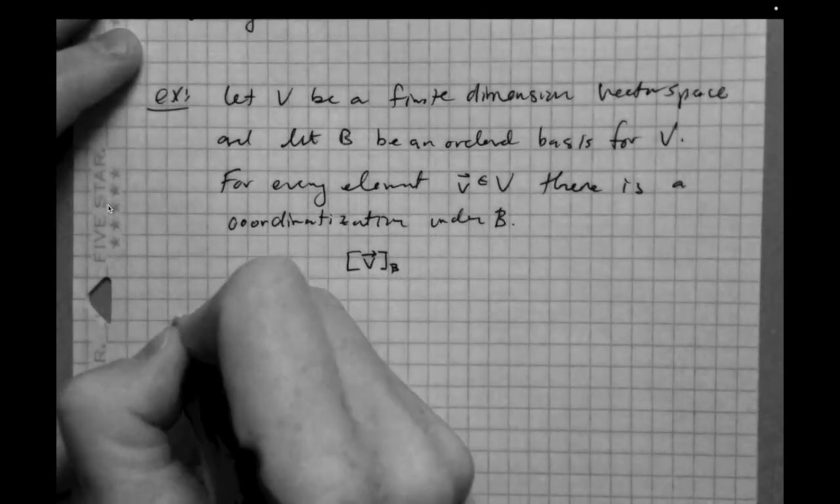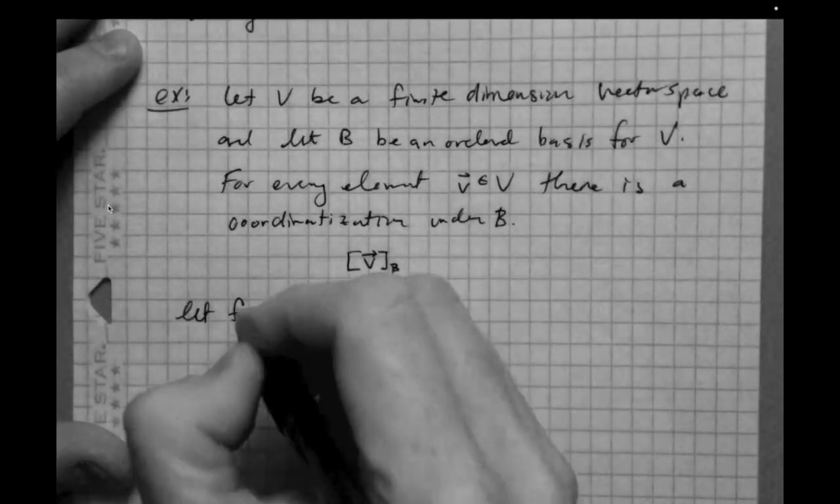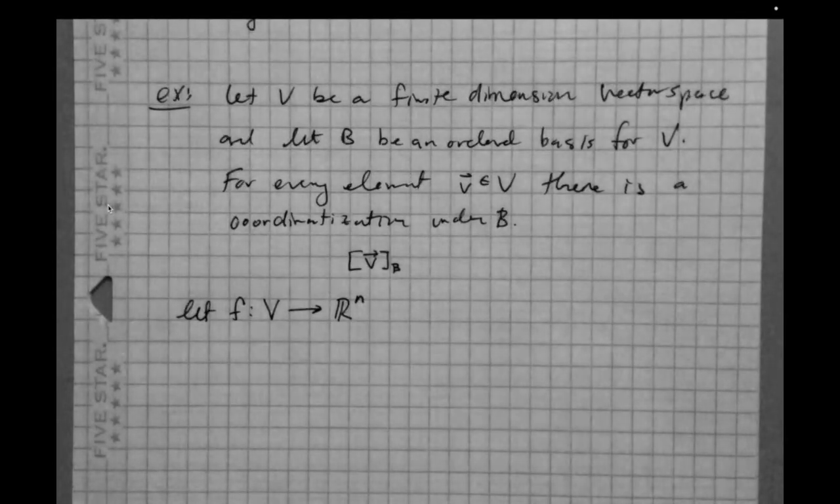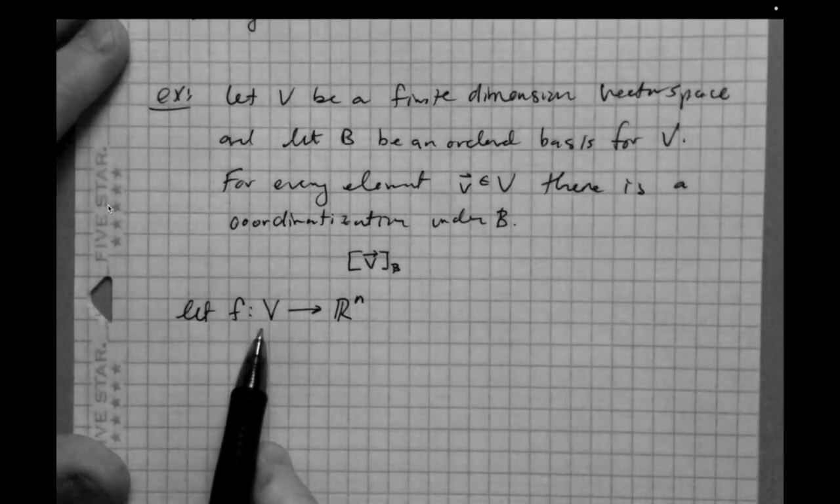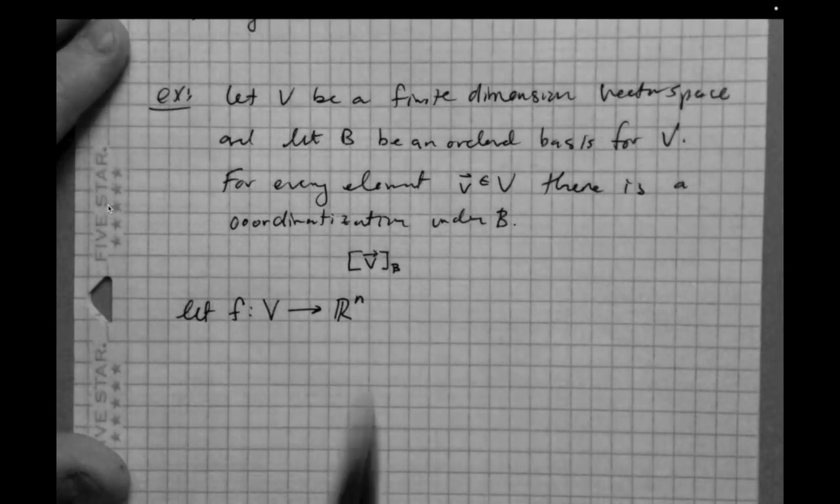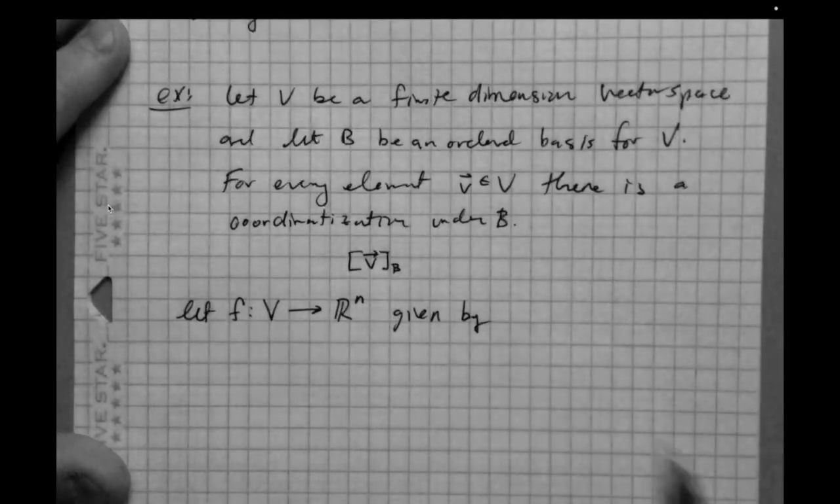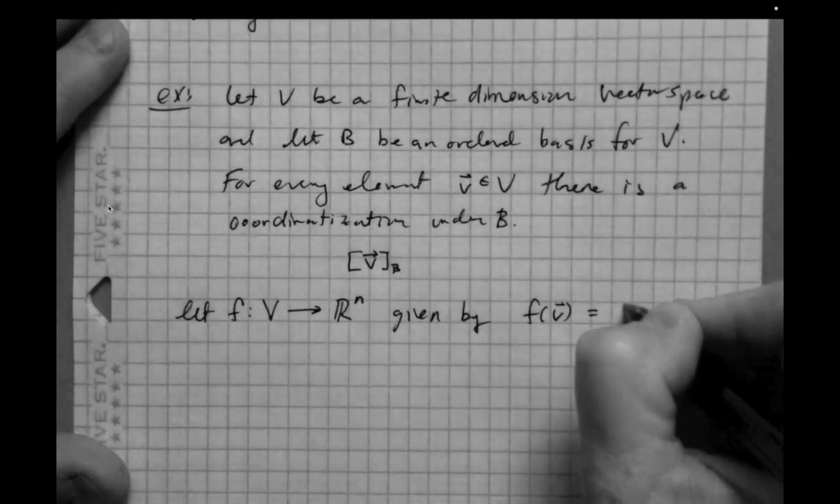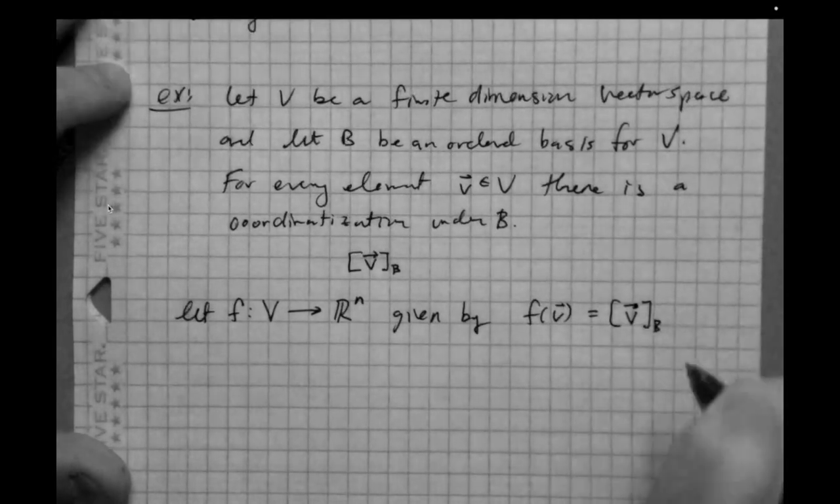Okay, and so now we can define the function. Let F be the function from the vector space into Rn. Here we're assuming that V is n dimensional, meaning that it has n basis vectors. So let f be the function from the vector space V to Rn, given by, what do you think it's going to be? Well, it's going to be the coordinatization, isn't it? So f of V is equal to the coordinatization of V under B.